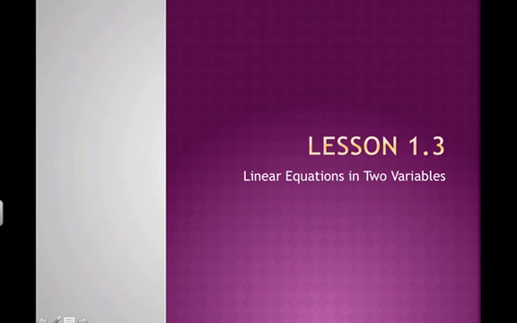Hi there, and welcome to Lesson 1.3, Linear Equations in Two Variables for Pre-Calculus. So we've been talking a little bit about equations and how equations are a relationship between two or more variables.